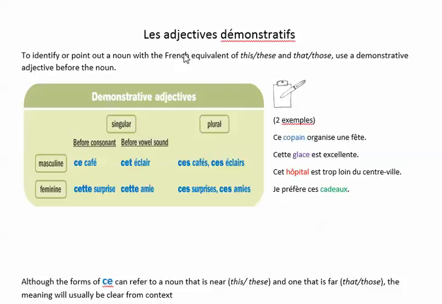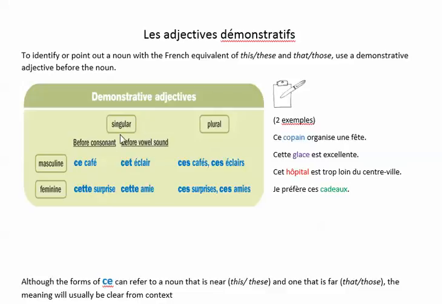So today we're going to learn about les adjectifs démonstratifs. To identify or point out a noun with the French equivalent of this or these and that and those, use a demonstrative adjective before the noun. I would copy this box in my composition book if I were you.